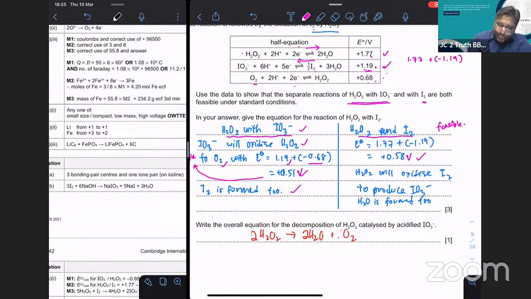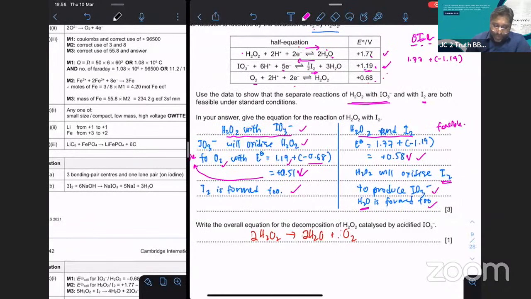This H2O2 will change into water, so water is being formed, but what are they going to oxidize? They are going to oxidize I2 because I2 is losing electrons, or giving out electrons. If you forget, just remember OIL RIG: oxidation is loss of electrons. I2 is losing the electron, so it will oxidize I2 to produce this, and during the process H2O is also formed, so it's done.